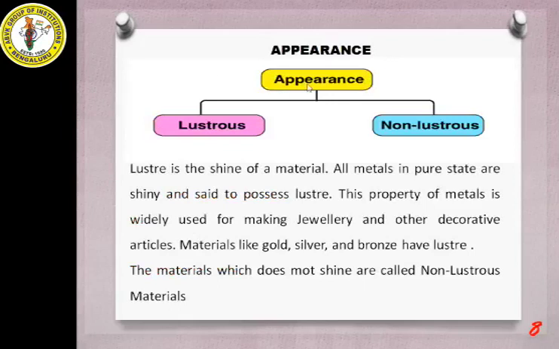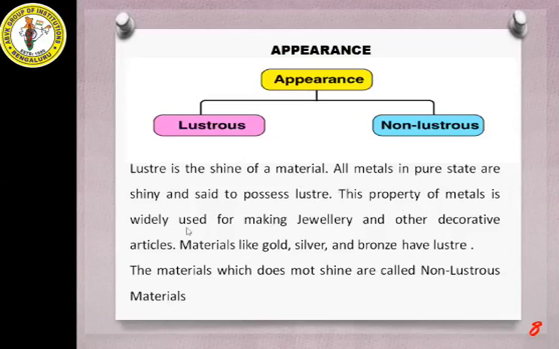So based on appearance, we have 2 types, lustrous and non-lustrous. So what do you mean lustrous and what do you mean non-lustrous? Luster is the shine of a material. All metals in pure state are shiny and said to possess luster. So all the materials in the pure state, or when they are extracted, at that time they will be shiny. So the shining materials are called lustrous materials.